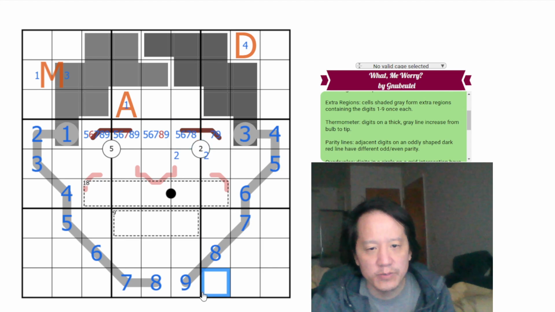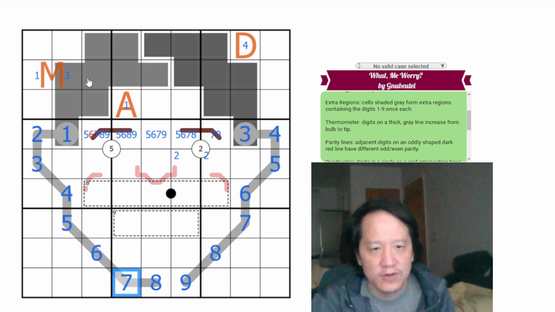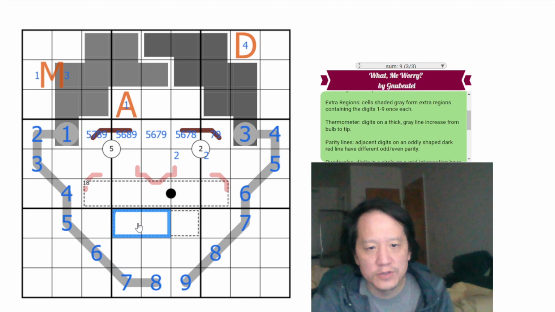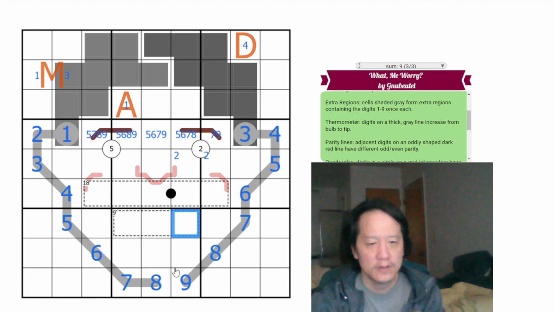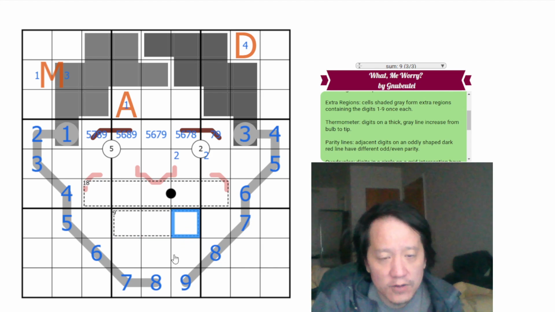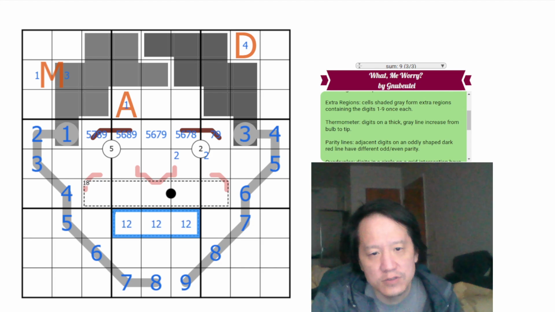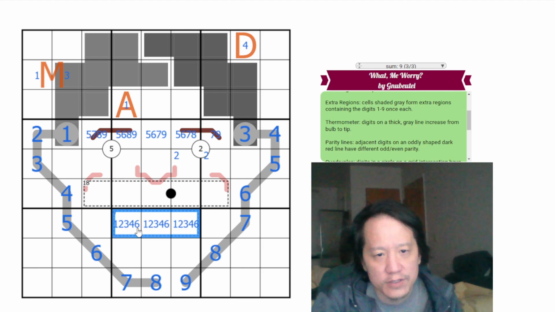This can't be 9 because of this 9. This can't be 8 because of this 8. This can't be 7 because of this 7. And this can't be 6 because of this 6. So this cannot have 7, 8, or 9, or 6, or 5. So this could be either 1, 2, 6, or 2, 3, 4. Either way, the 2 has to be there.